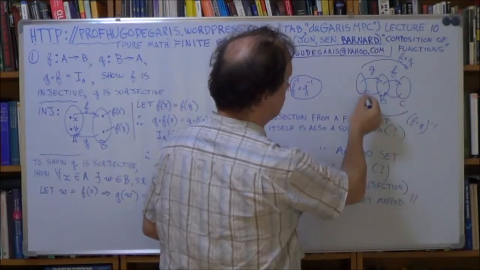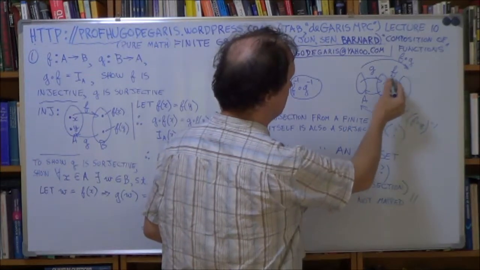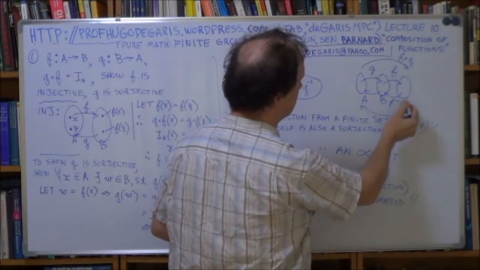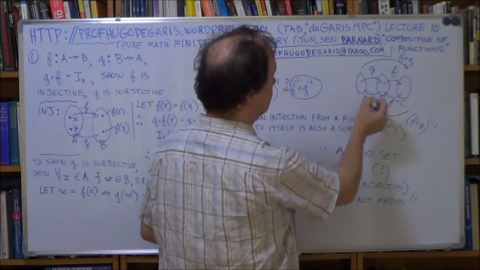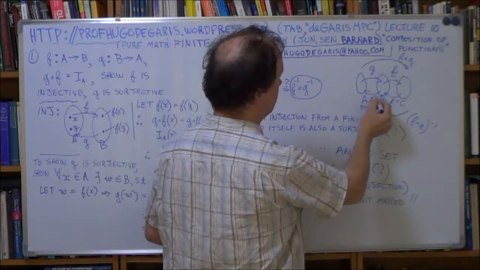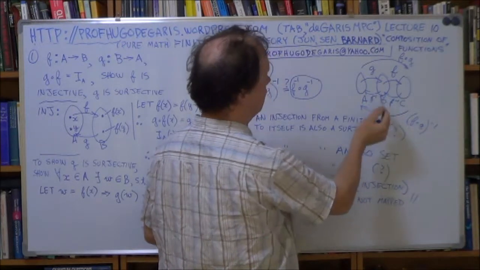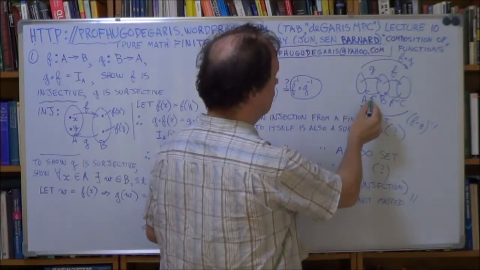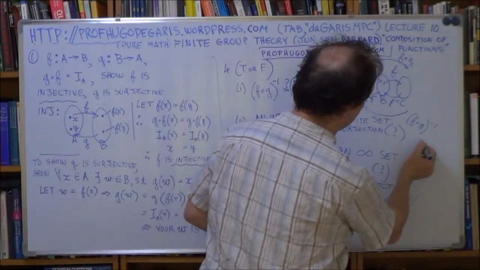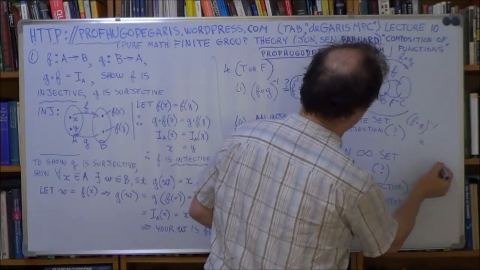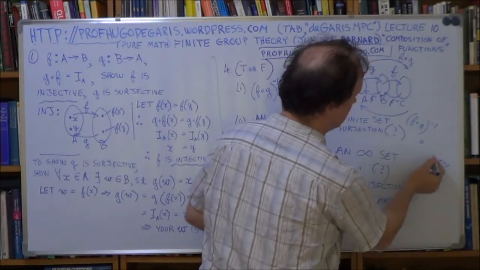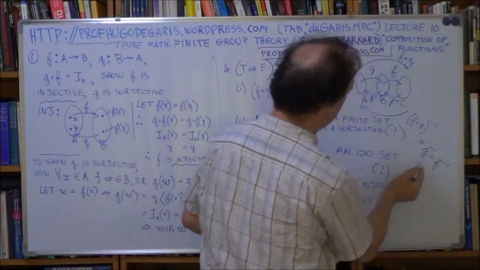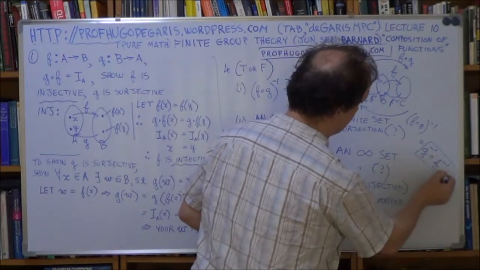Well, you'll do it in 2 steps. You do the inverse of F, so F inverse, that'll take you to B, and then you do the inverse of G, G inverse, and that'll take you from B to A. So you do F inverse first, that's on the right-hand side, and then G inverse. So the answer is that.